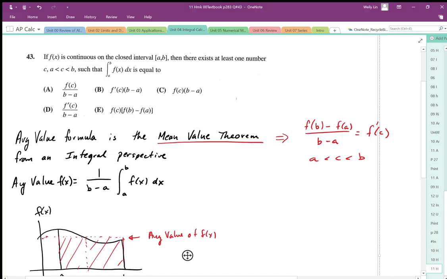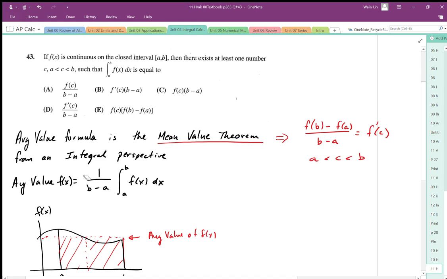So this problem here looks a little bit like the mean value theorem. And it does relate to the mean value theorem, but it actually relates to it from the integral form. And so this is where we're going to start. So the average value formula is basically the mean value theorem from an integral perspective.